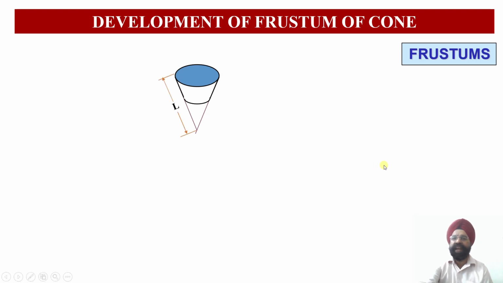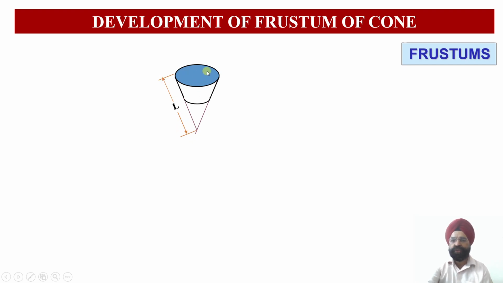Now this is the development of the frustum of a cone. So what is a frustum? Whenever a solid is cut by a cutting plane parallel to its base, the remainder solid which is obtained is called a frustum of a solid, or frustum of a cone. So you see, this was the original cone which was uncut. So this is my original length of the slant edge or the slant generator, right?